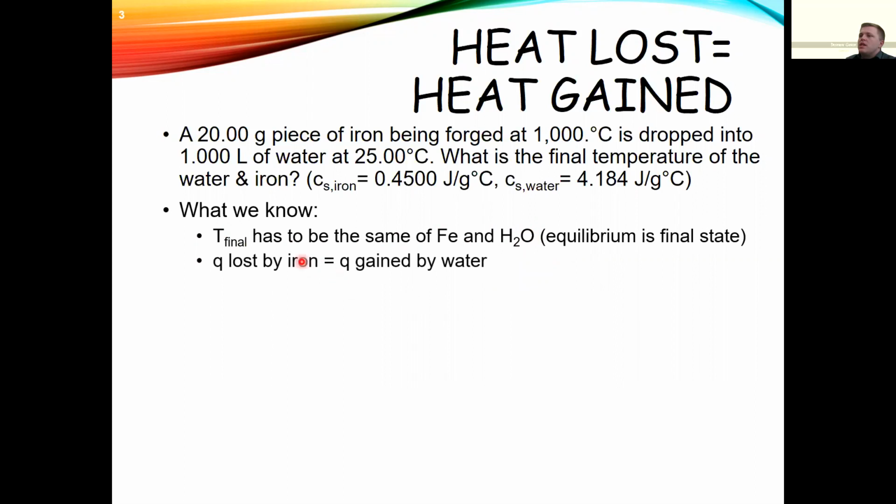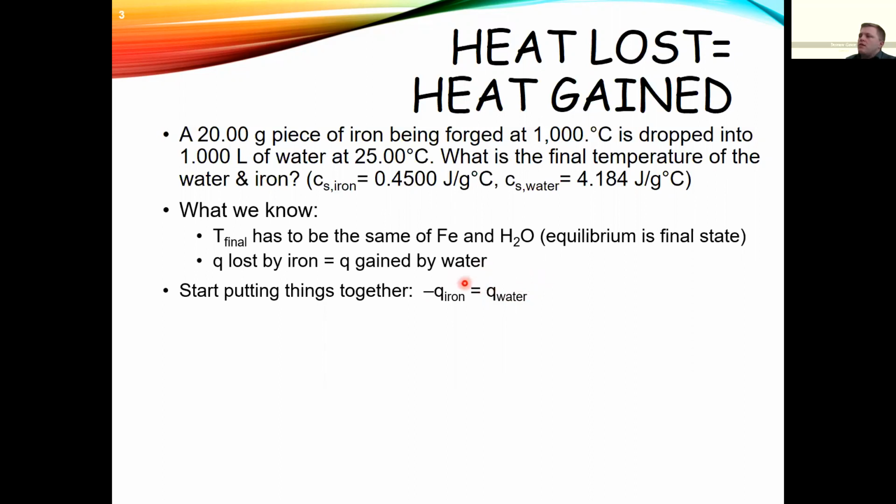And we know the heat lost by the iron is going to be equal to the heat gained by the water. Mathematically, what that means is that we put a negative sign in front of the heat of the iron because the iron is losing heat, and we have a plus sign in front of the heat of the water because the water is gaining.